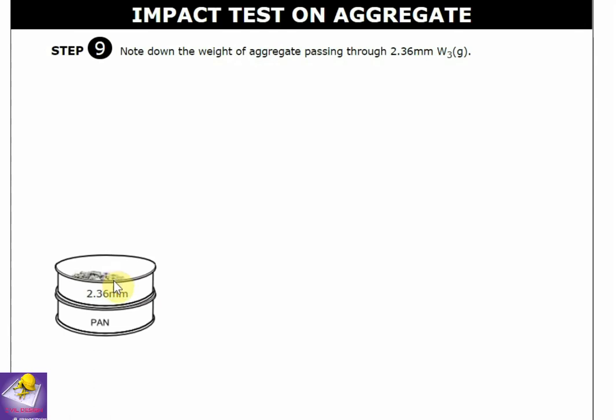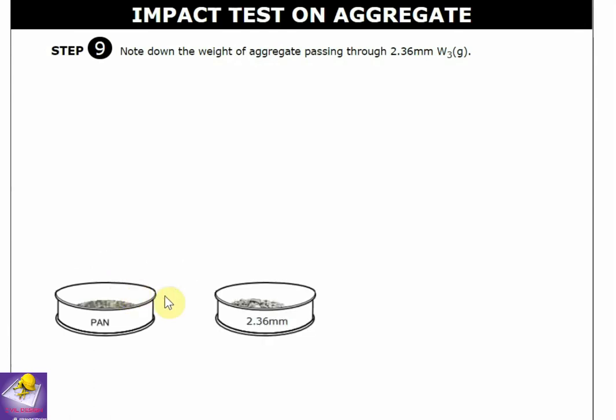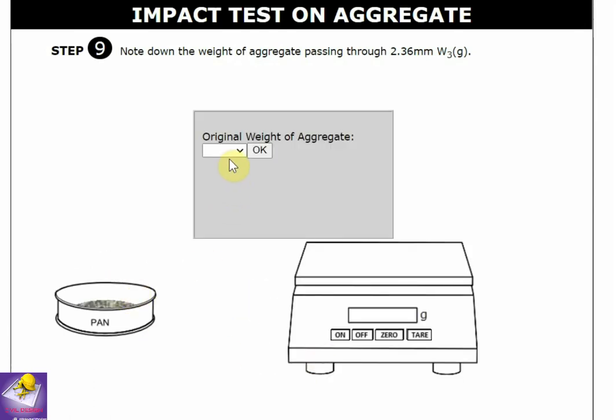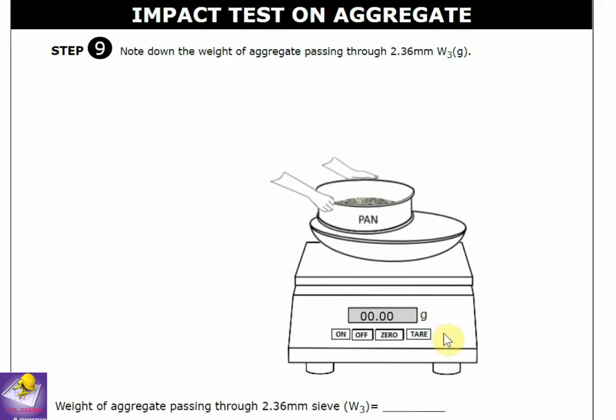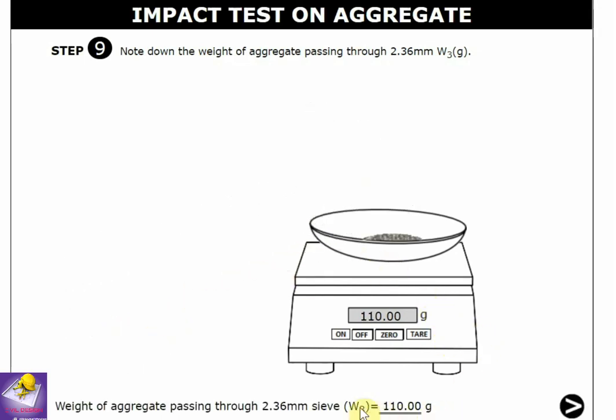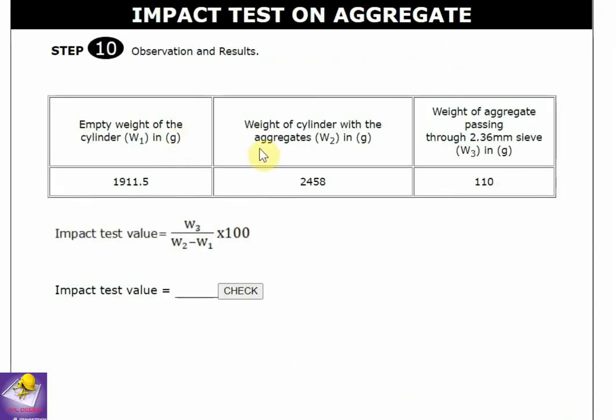Extract the aggregate from the 2.36 mm sieve. The original weight taken was 350 gram. Then weigh the aggregate passed through the 2.36 mm sieve. This is the weight W3, 110 gram, and this is the table.